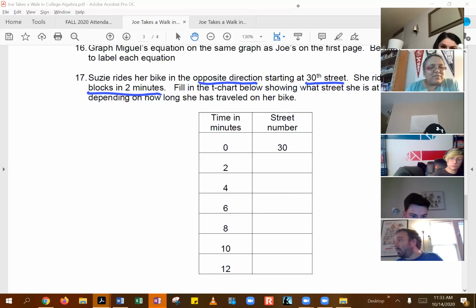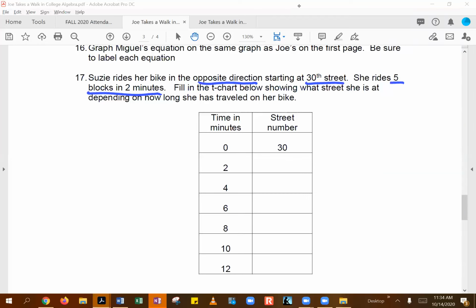And Katie, looks like you also actually climbed up instead of coming down. Angelo, you also did the same thing. And that's the crucial thing. That's actually a mistake that does happen because we're always thinking we're going up in the street number. But since they're specifically telling us that she's riding her bike in the opposite direction, that means with every 2 minutes, you are traveling 5 blocks, but you're headed in the count down.